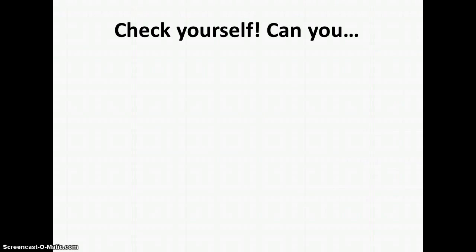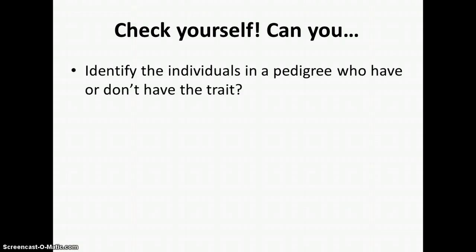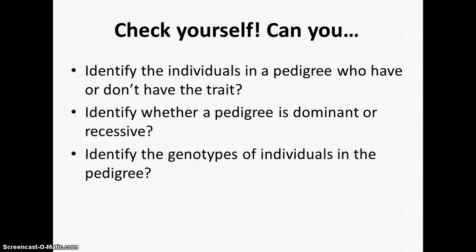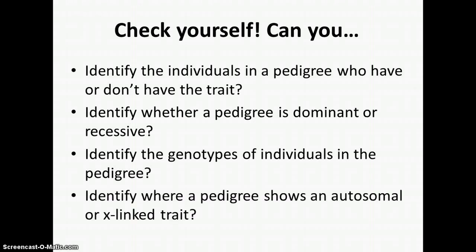To check yourself, these are the skills you should be able to do. And if there's any part of this that you are not yet fully comfortable with, you should go back and rewatch that part of the video. So check if you can identify the individuals in a pedigree who have or don't have the trait. Identify whether a pedigree is dominant or recessive. Identify the genotypes of individuals in the pedigree. And identify whether a pedigree shows an autosomal or sex-linked trait.